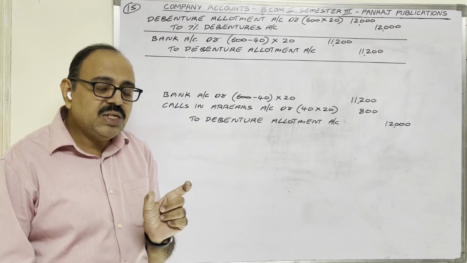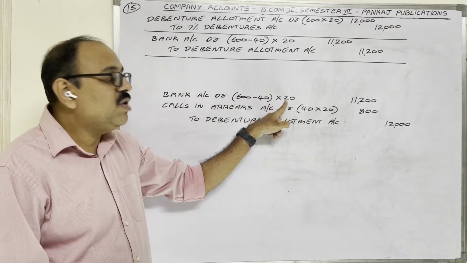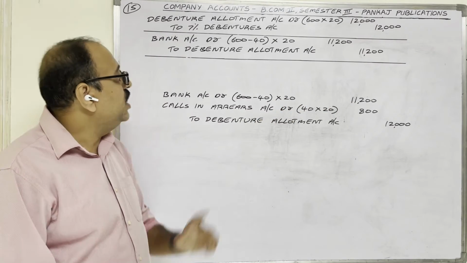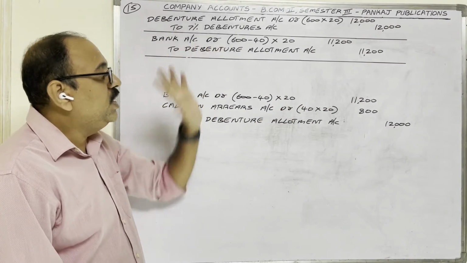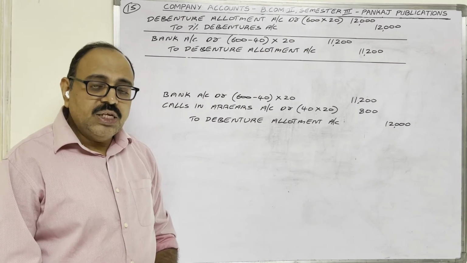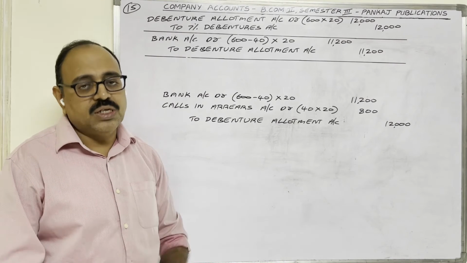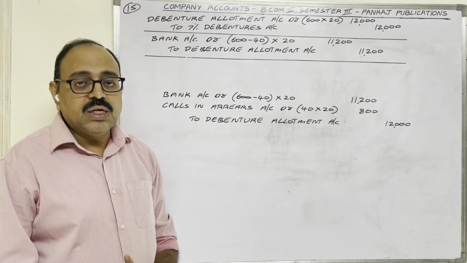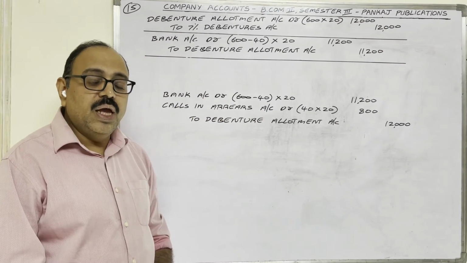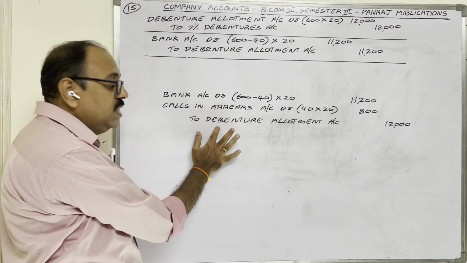So this 800 is what? Calls in arrears amount. On 40 debentures at the rate of 20 rupees each, 800 is not coming now. But in the journal entry, we are not showing that calls in arrears account because we are following Pankaj publications. This author is not preferring to show calls in arrears in journal. Some authors may prefer to open calls in arrears account also. In that case, instead of writing this entry, we have to write this entry.